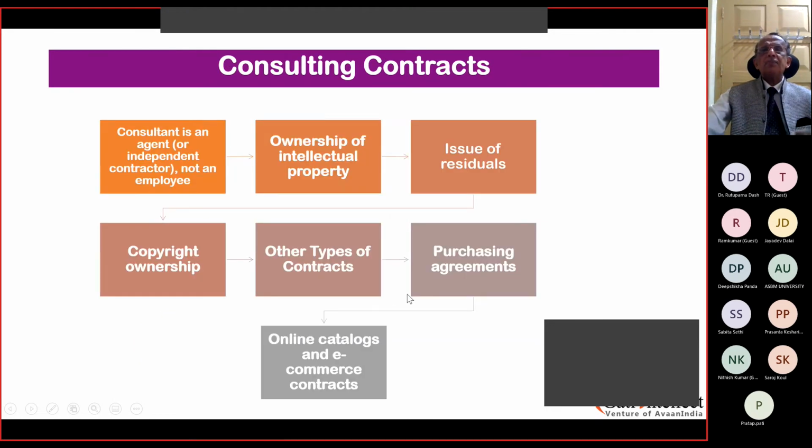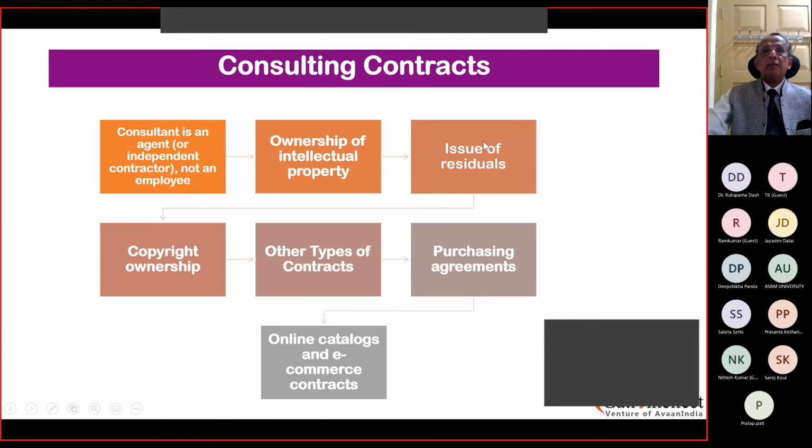Now comes the consulting contracts. A consultant is an agent independent of contractor, not an employee. How does the consultant get the money? He will get the money only once he provides the project report. Right. Then ownership of intellectual property. This is another issue.